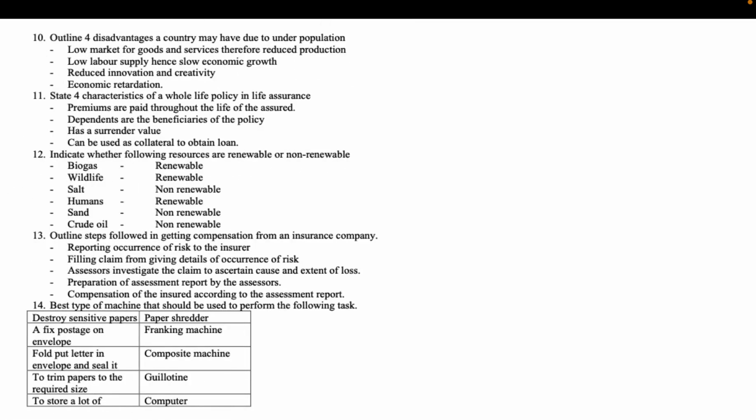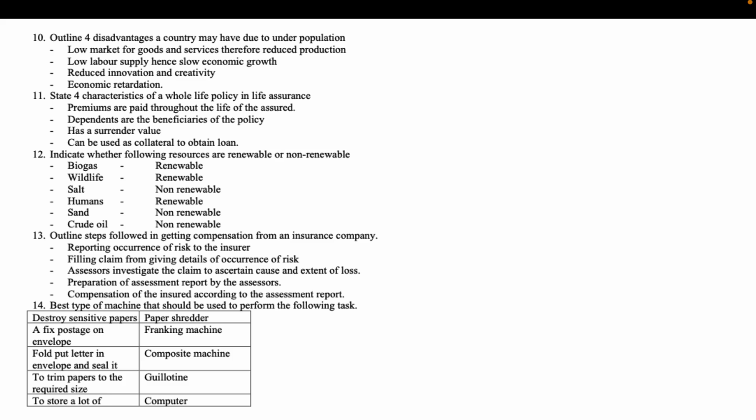Outline 4 disadvantages a country may have due to underpopulation. Low market for goods and services therefore reduced production. Low labor supply hence slow economic growth. Reduced innovation and creativity. Economic retardation.